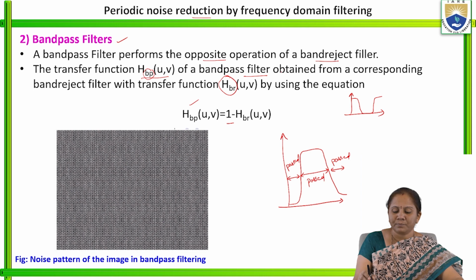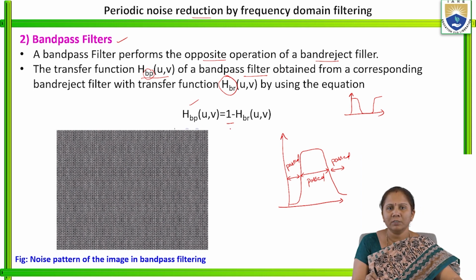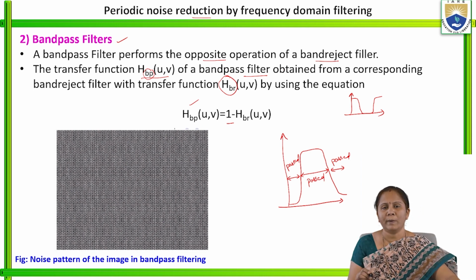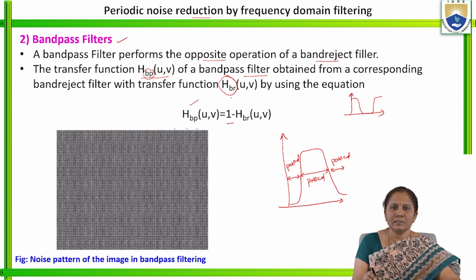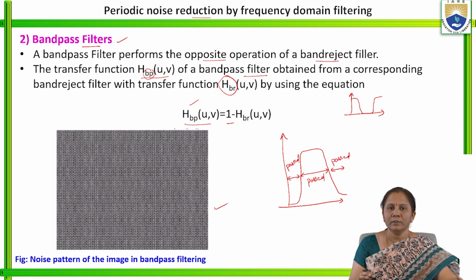So as the band pass filter operation is exactly opposite to band reject, we can consider this transfer function to find the transfer function of band pass filter. H_bp of u comma v is equal to 1 minus H_br of u comma v. And this is the figure which represents the noise pattern, how the noise pattern will be in these band pass filters. So our intention is to reduce this type of noise.